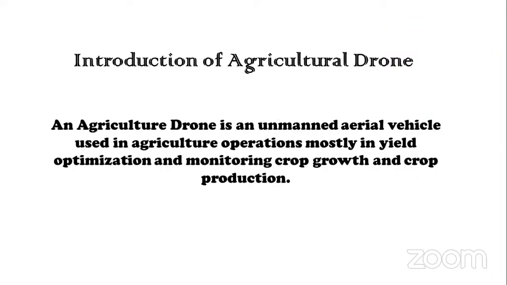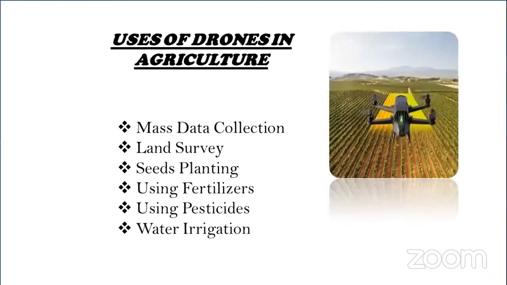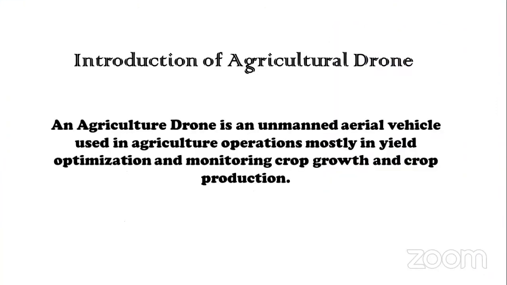Madam, next. Introduction of agriculture drone. An agriculture drone is an unmanned aerial vehicle used in agriculture operations, mostly in yield optimization and monitoring crop growth and crop production.